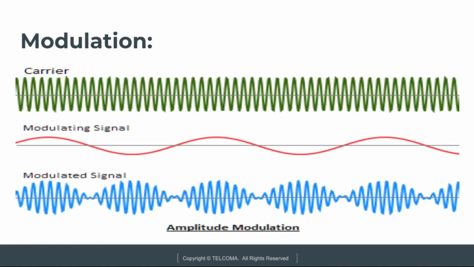This diagram shows a carrier wave of high frequency. This is the modulating wave. So here you can see that in the modulated signal, the carrier signal's amplitude is modulated in accordance with this modulating signal, or the message signal.